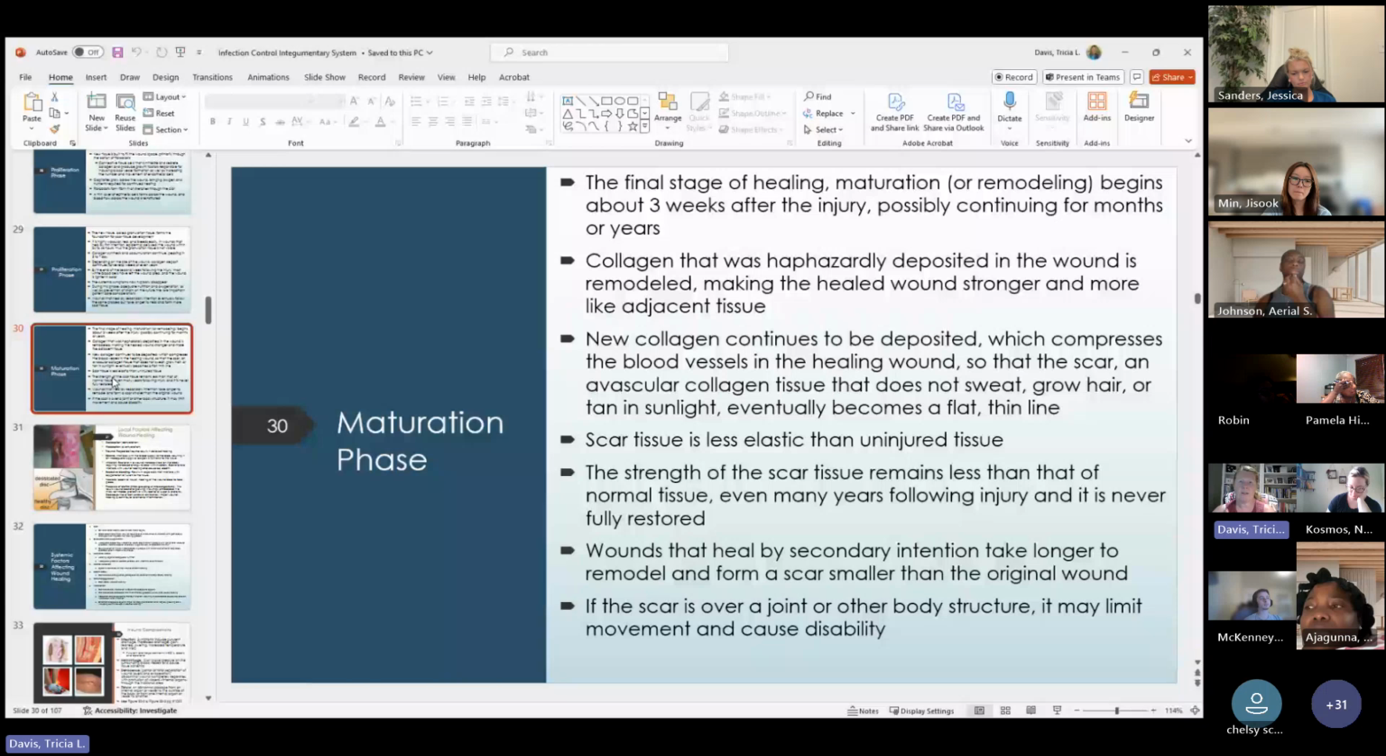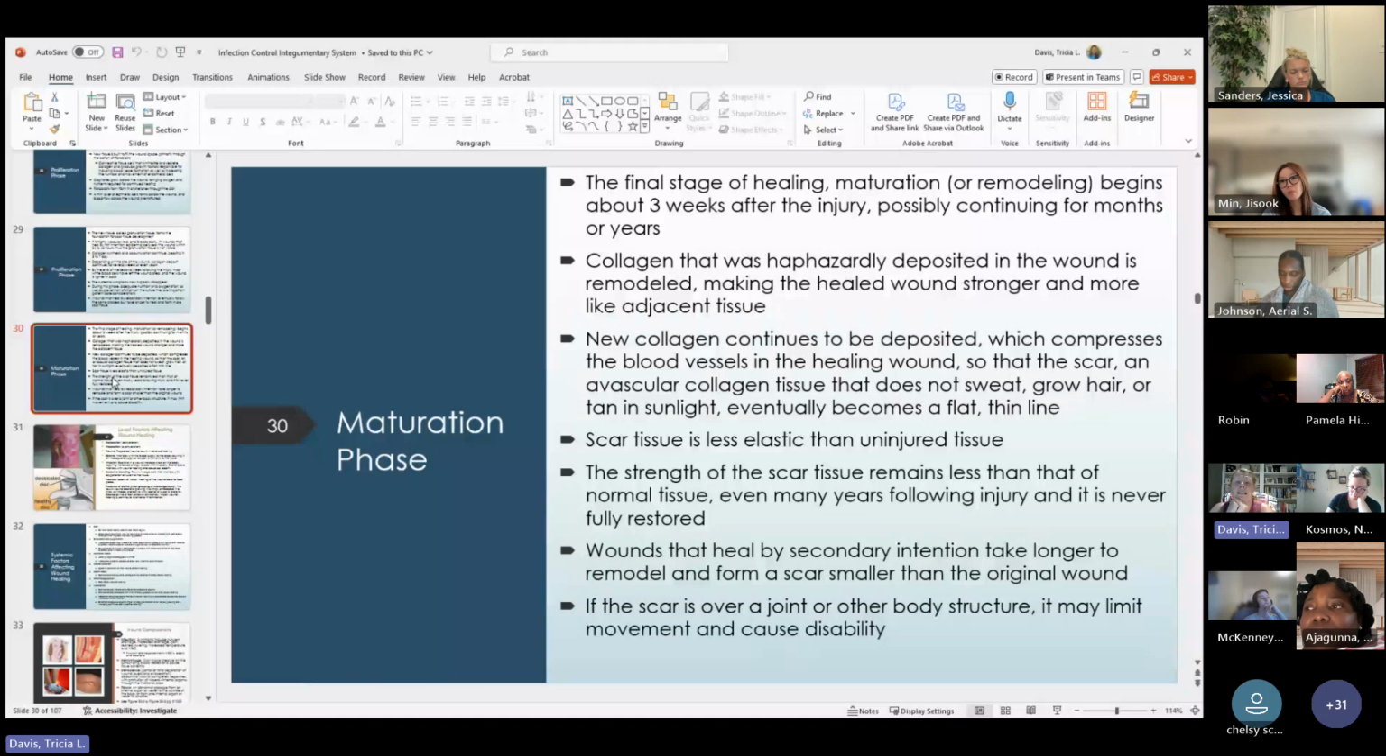New collagen is still going to continue to be deposited, but that new collagen is going to compress those blood vessels in that wound so that the scar doesn't have any type of issues, so that it won't sweat. You won't see any growth in that area. It's not going to usually change color in sunlight. Eventually, it's just going to become a flat, thin line.